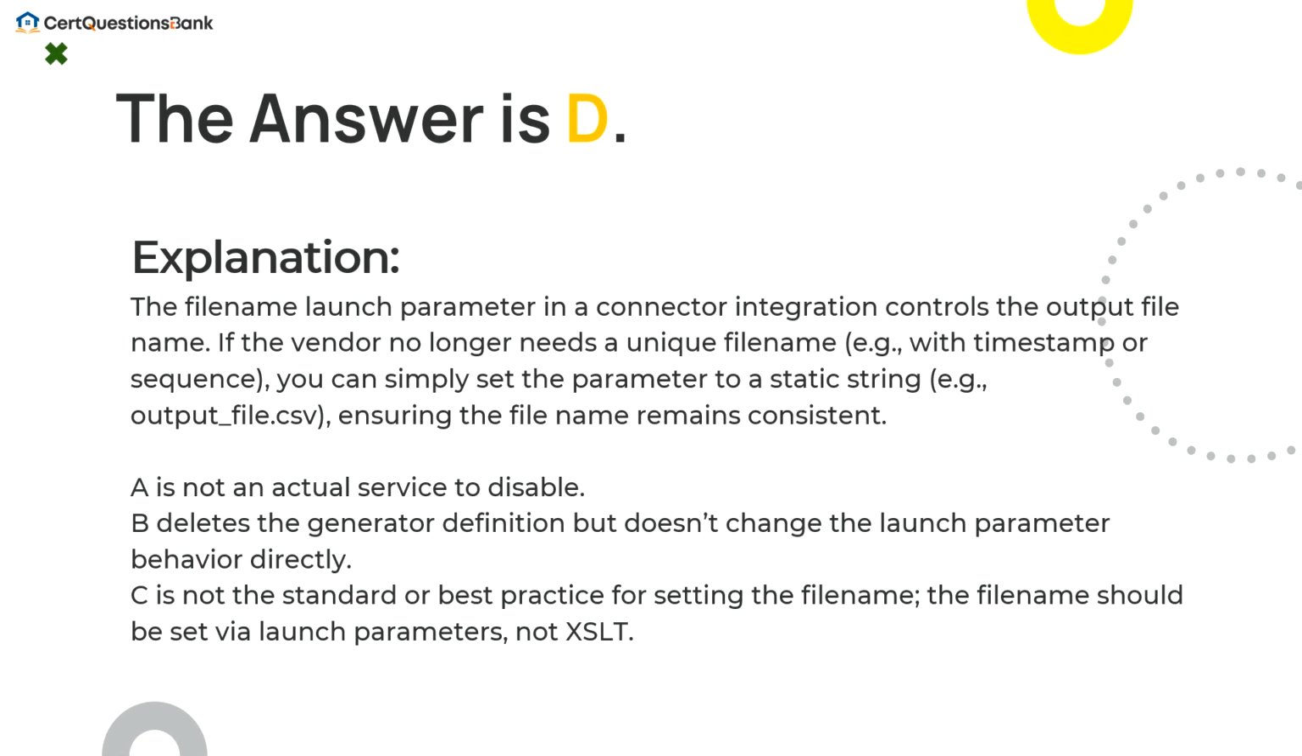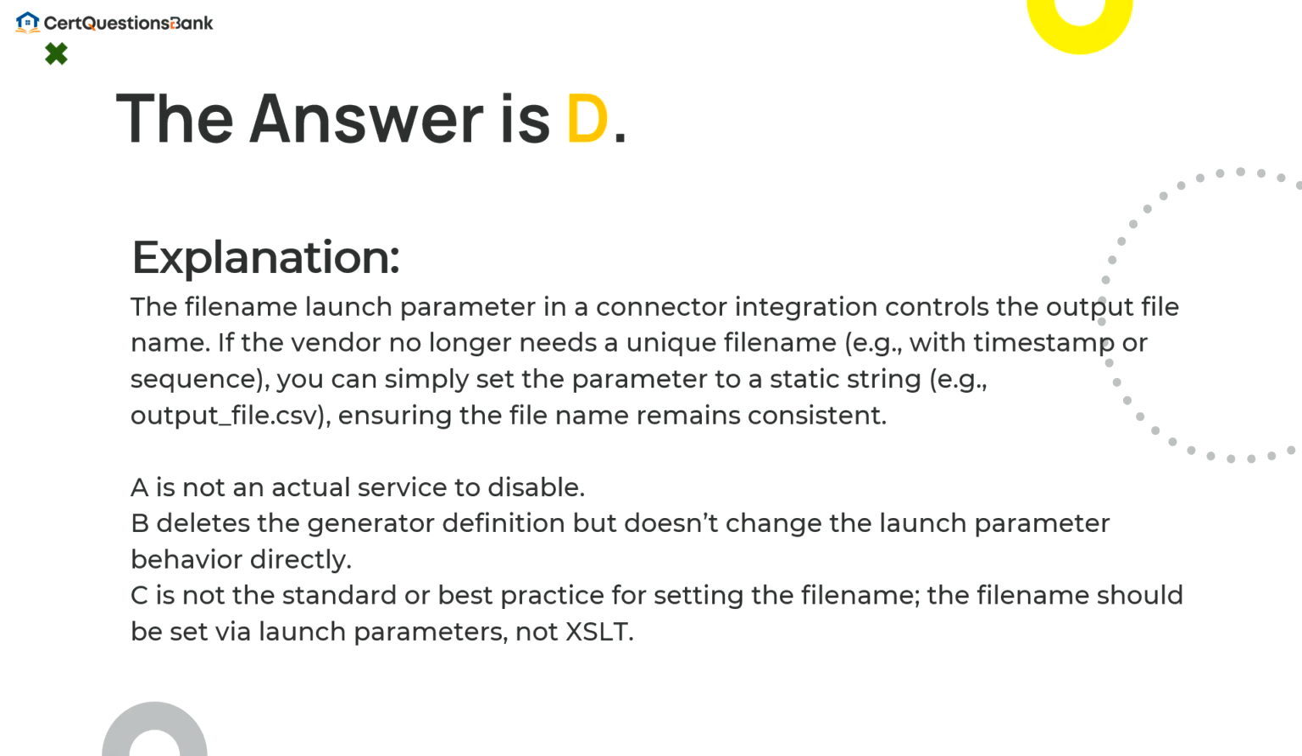The answer is D. The filename launch parameter in a connector integration controls the output filename. If the vendor no longer needs a unique filename, e.g., with timestamp or sequence, you can simply set the parameter to a static string, e.g., output_file.csv, ensuring the filename remains consistent.